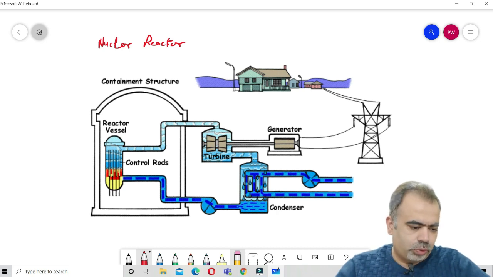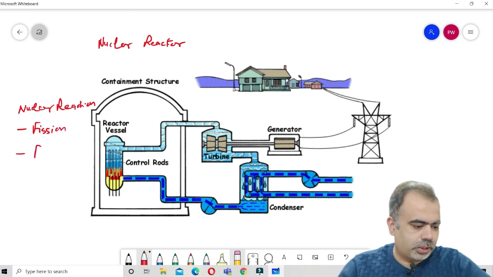Inside this there is a fuel, shown here as a reactor vessel, where there is nuclear fuel, uranium or other radioactive materials. We are using it here as a fuel, and there are controlling rods which are made up of cadmium and boron. These two controlling rods basically control the nuclear reaction. And there are two types of nuclear reaction. One is what we call fission reaction, and another is what we call fusion reaction.